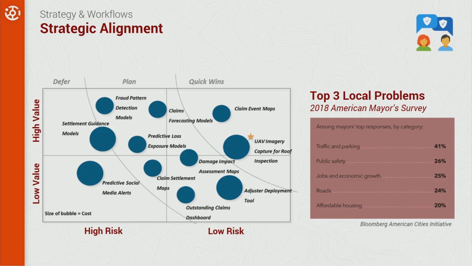Does anyone here have an organization that really doesn't have any initiatives spelled out right now? Okay, yeah, it happens. And you probably do have initiatives somewhere that everyone is working on. They just haven't been identified across the whole organization. For example, here's the American Mayor Survey, some of the top problems that came up, traffic and parking, of course, always being number one.